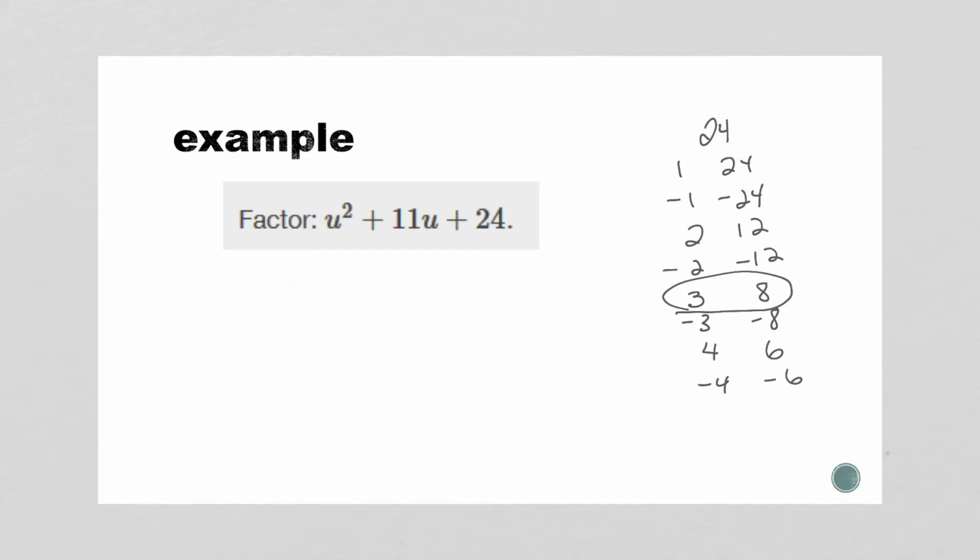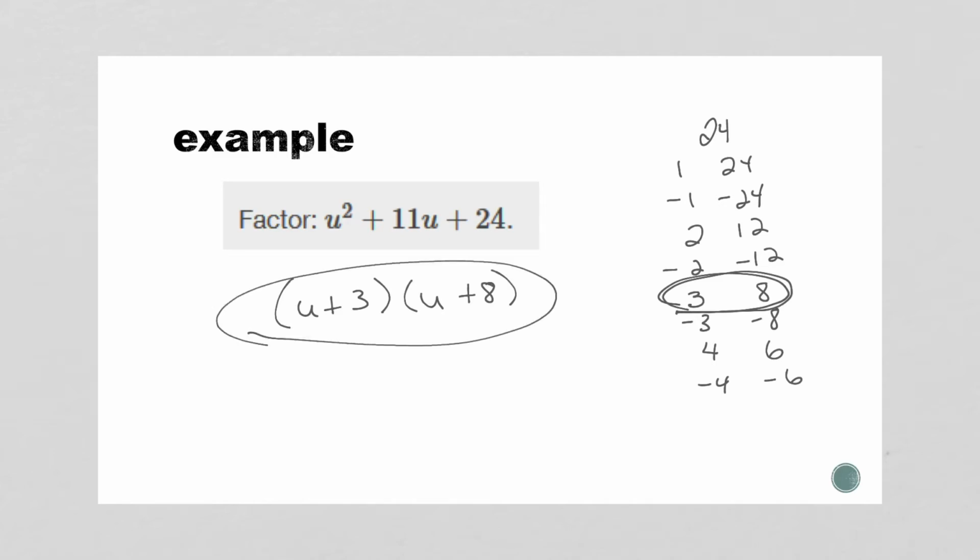So we want u, oops, u and u, because u times u is u squared. And then we want, because these are both positives, plus 3 and plus 8. And again, it does not matter which order you write those in. So here's our answer.